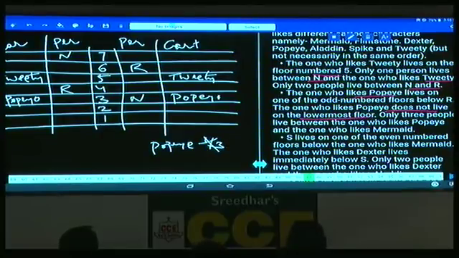And only 3 people live between the one who likes Poppy and the one who likes Mermaid. Poppy and Mermaid exactly 3 persons. As Poppy is on the 3rd, and 1, 2, 3, Mermaid must be on the 7th floor. And similarly here, Poppy on the 3rd and Mermaid must be on the 7th floor. Isn't it? 3 persons in between this.